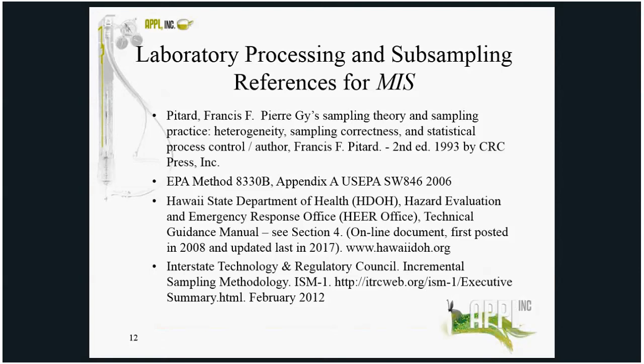Not on this slide is EPA Method 3050B Appendix B. This is in the draft stage right now, and it specifically applies to metals. It's not been published yet, but I understand it's very close.